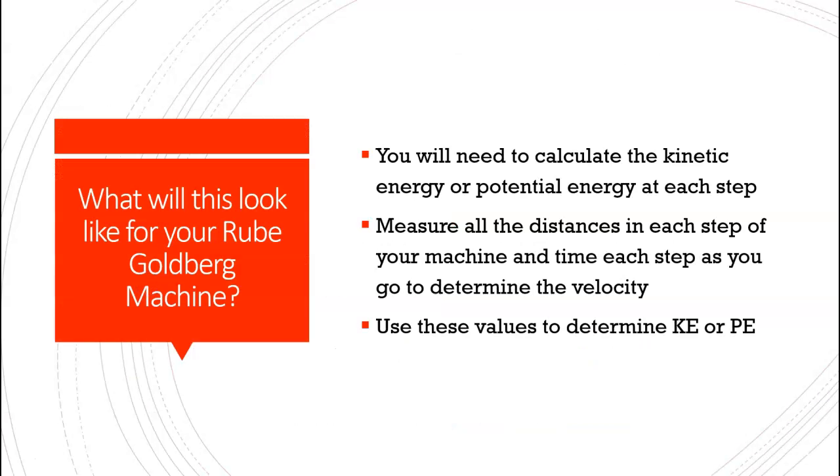So what is this going to look like for your Rube Goldberg machine and the assignment? You will need to calculate the kinetic energy or potential energy at every step. So you're going to measure all the distances in each step of your machine, which you built the project before, and time each step as you go so you can determine the velocity. If you're using a marble rolling down a piece of wood, and that marble is traveling 1 meter and it took 2 seconds, you can use those things to calculate your velocity. That velocity is going to help you determine the kinetic energy or potential energy.